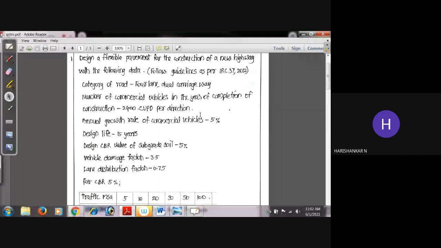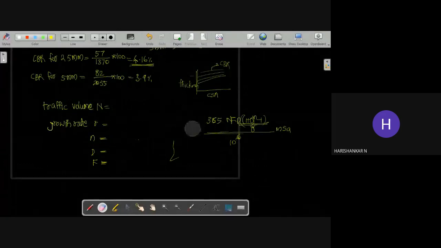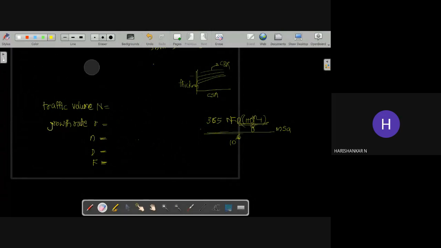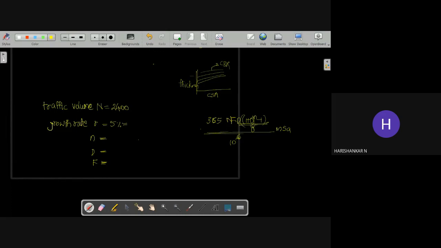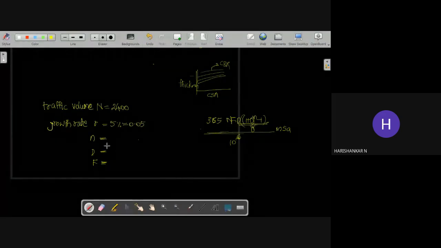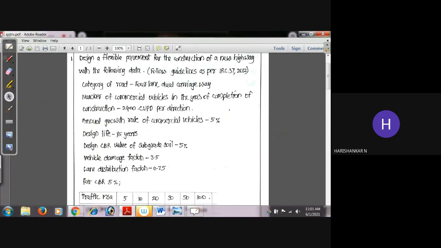2400, 5%, 15. Here we have 2400, 5%, that means 0.05, and the n value is given as 15 years.